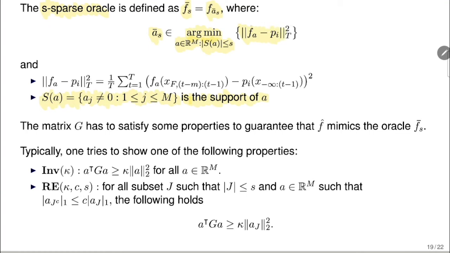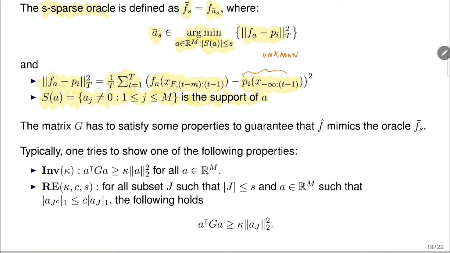So this quantity here is defined as 1 over T, sum of t going from 1 to T of f_A of x_F from time t minus m to time t minus 1 minus pi of the past of the network up to time t minus 1, to the square, so it's the difference to the square. So this is the definition of f bar s, and it is called an oracle because this term here is unknown.